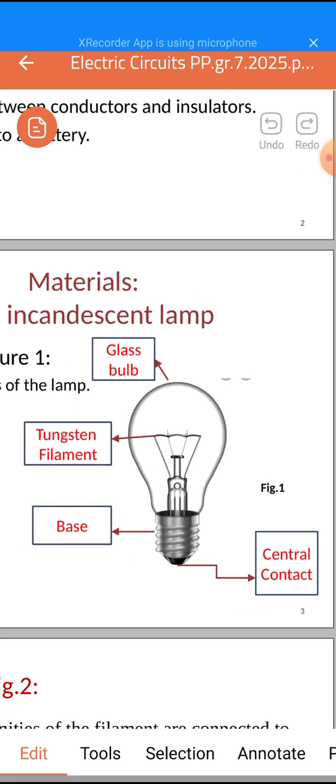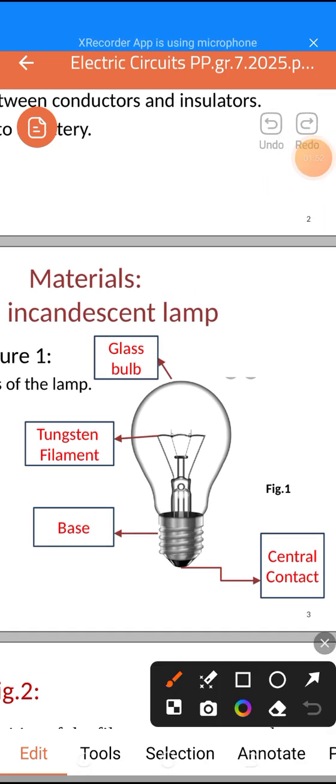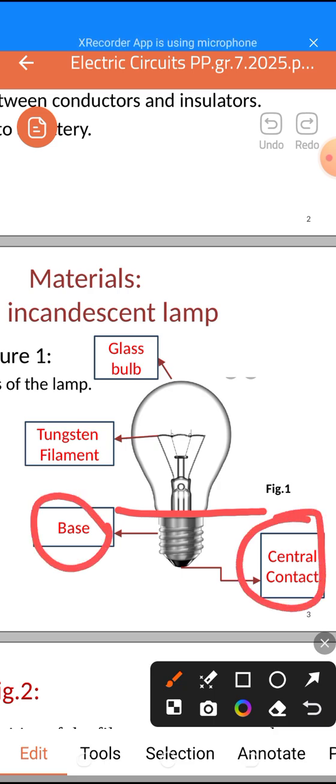You have to know something, that when we want to connect the lamp to a source of electricity to make it glow, we have to connect it from this part. So it must be connected from the base and the central contact. So we call them the terminals of the lamp. So the base and the central contact are called the terminals of the incandescent lamp.